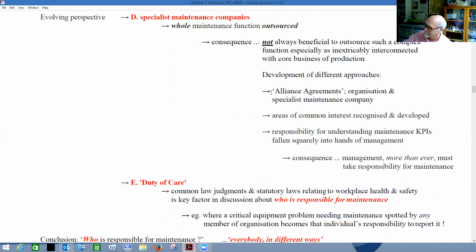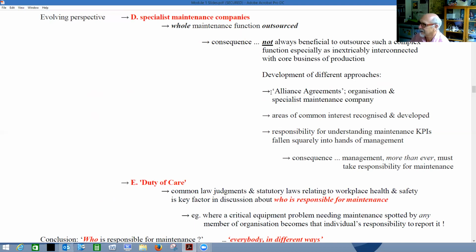So again, interestingly, it's not always beneficial to the outcome because you're giving up a lot of information to these people who aren't part of your crew, really. They're paid employees, there's no doubt about that, but they're contracted. So the reality is they have lots of information about your equipment, your maintenance processes, etc. So alliance agreements come up, where you have to have a very good relationship between that specialist maintenance company and your organization. So there are areas of common interest recognized and developed, so you work on those together.